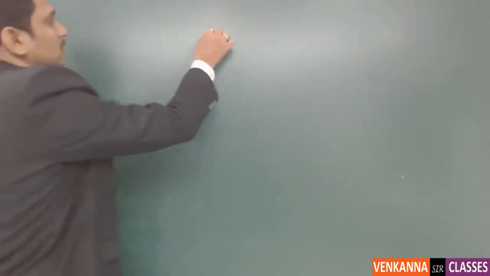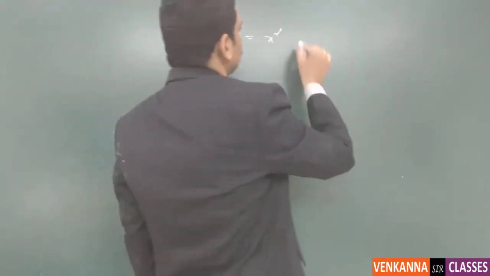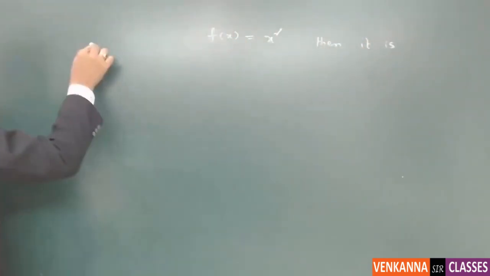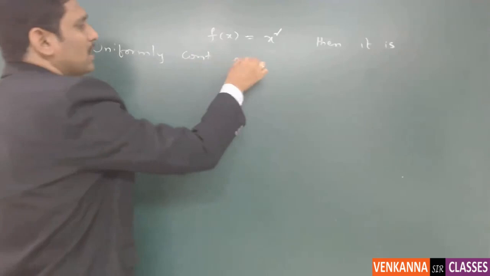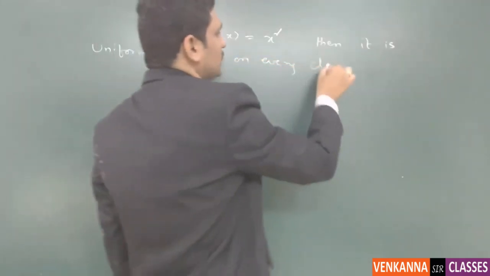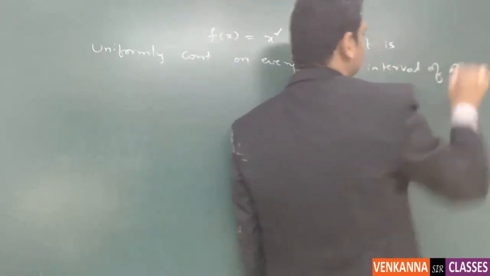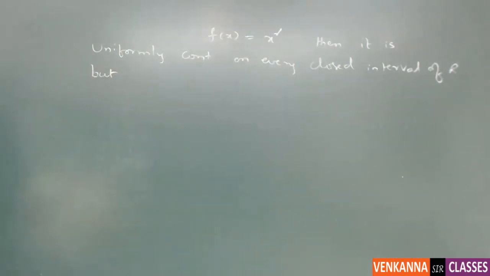So let us take the other problem. If you take f(x) equal to x squared, then it is uniformly continuous on every closed interval of R, but not uniformly continuous on R.